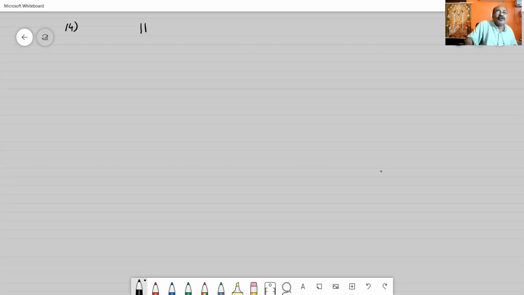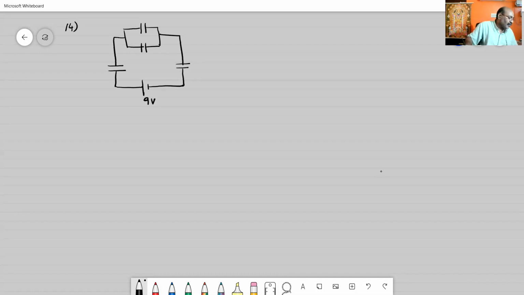We have two capacitors drawn like this, which are connected in parallel. Then to this, another capacitor is connected. In between, a potential difference of 9 volt is taken. So this is considered to be 9 volt. This end is positive and this end is negative.